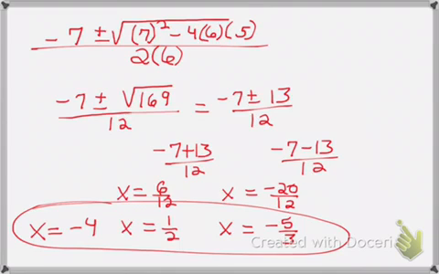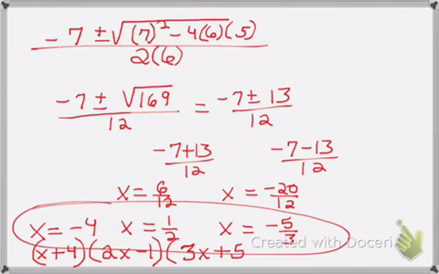Now, to write the complete factorization, of course, it's like going backwards, making them equal 0. So this first one's going to be x plus 4. Second one's going to be 2x minus 1. And the last one's going to be 3x plus 5. Again, if you don't know how I got these, I have a separate video on how to find the complete factorization. And that's it.